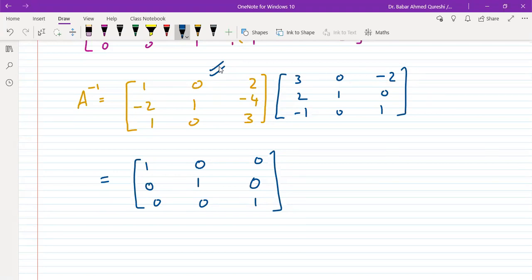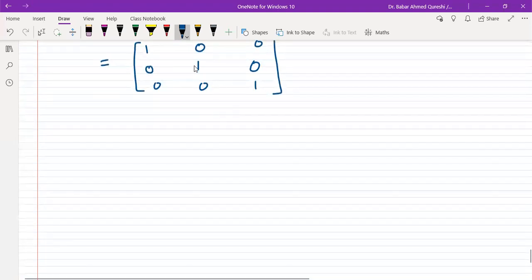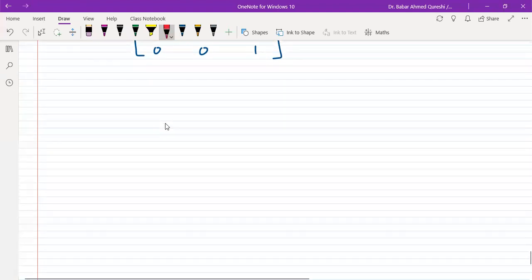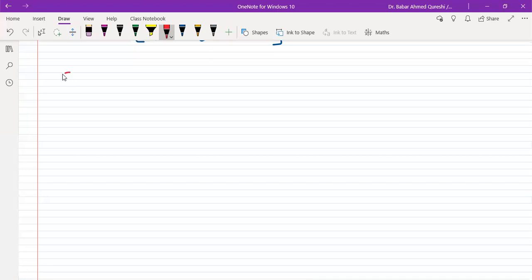Let's try another example that will reveal something. I may have to go like 2-3 minutes above. So I have this matrix.